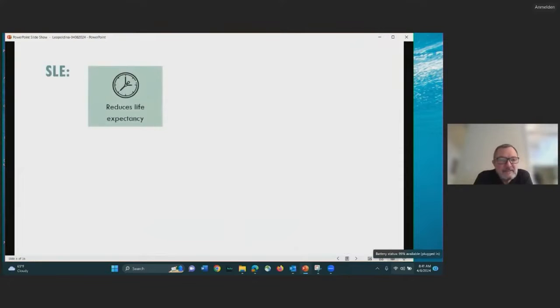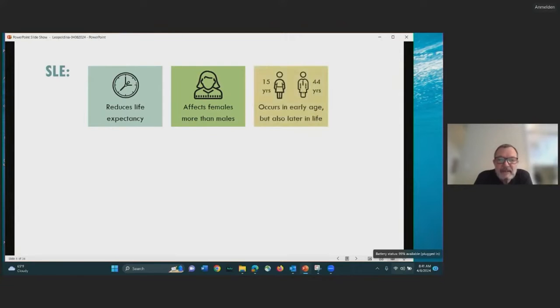As you may also know, lupus reduces life expectancy in people who suffer from it. It does affect females more often than males at the ratio of 9 to 1, and it can strike at any age. In fact, juvenile kids with lupus sometimes have even more severe disease than adults or people who get this disease in middle age.